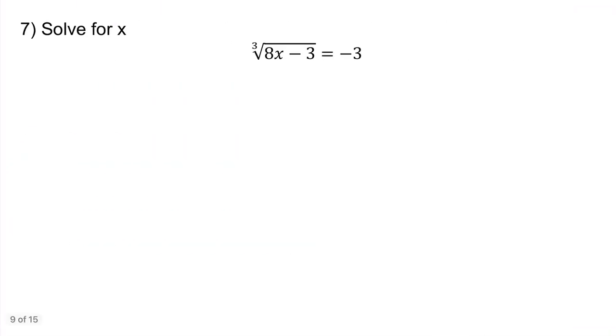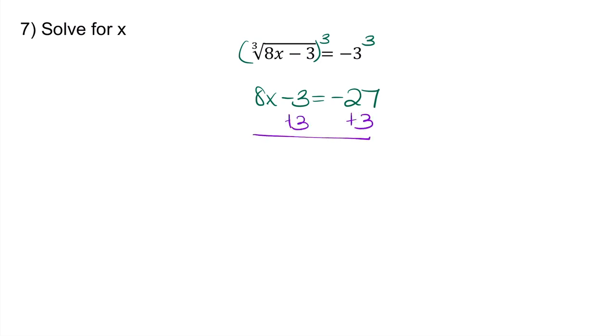Now let's work on solving this equation for x. So once again, we have a cube root equation where the cube root's already isolated. So I'm going to go ahead and cube both sides. So I have 8x minus 3 equals negative 3 cubed, which is negative 27. Okay. Now I'm going to go ahead and add 3 to both sides. So when I add 3 to both sides, I have 8x equals negative 27 plus 3, which is negative 24.